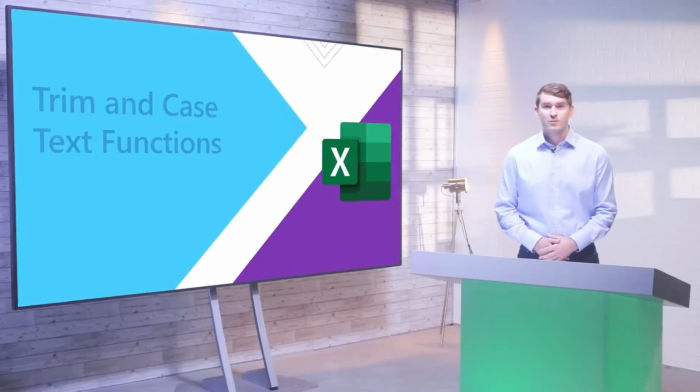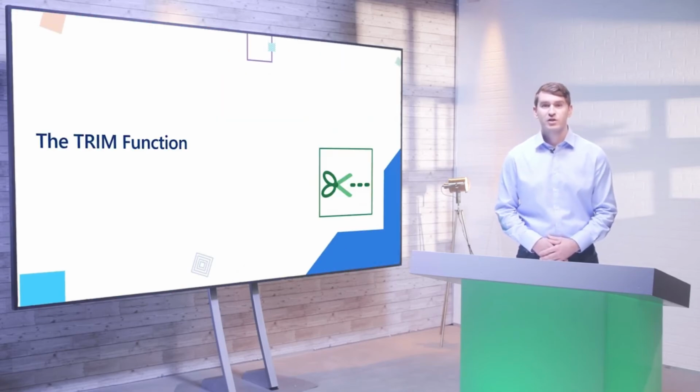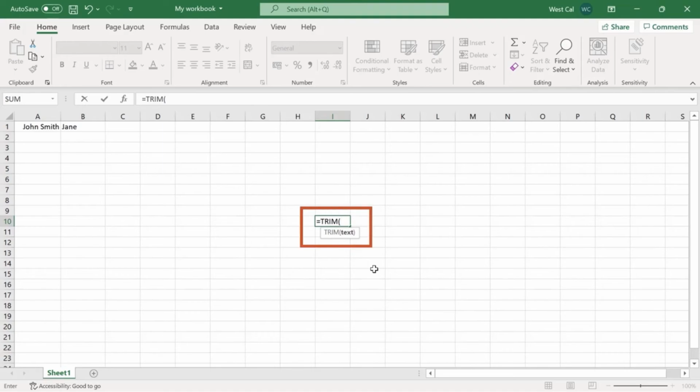Now let's take a look at some more important text functions for trimming and changing the case of text values in data. The trim function is used to remove any empty spaces from text strings, excluding spaces between words. This function can be very useful in solving data compatibility issues.